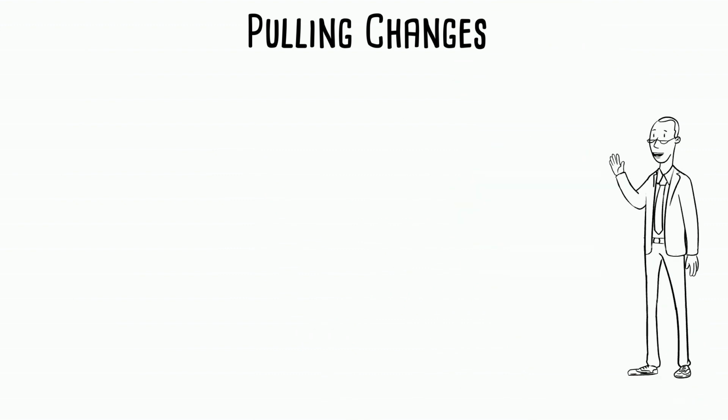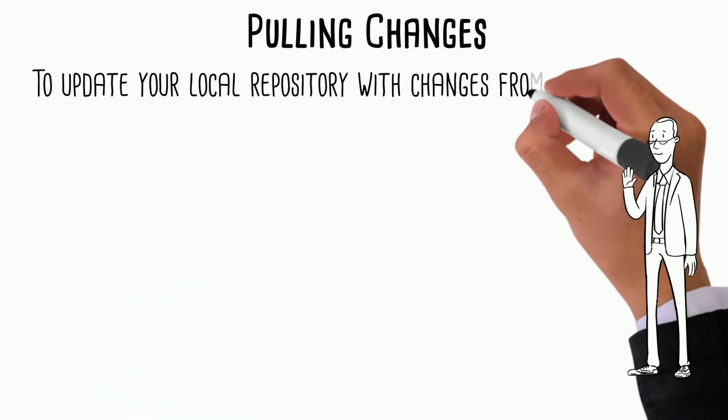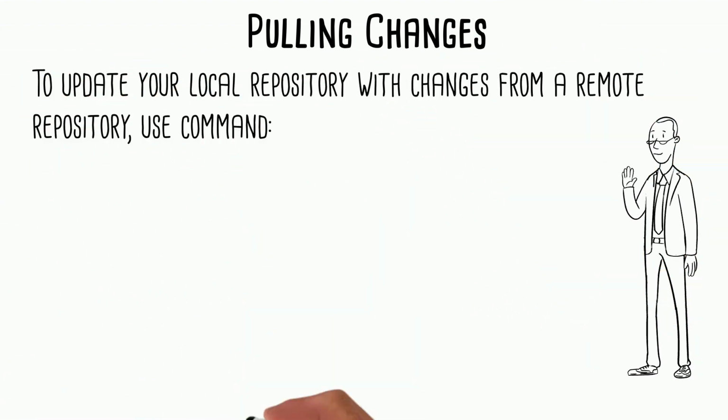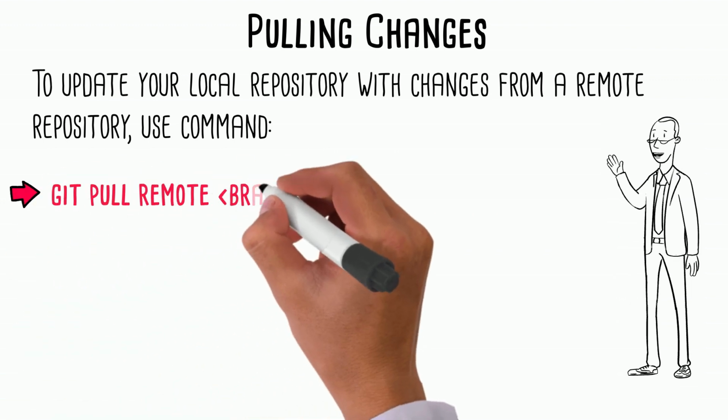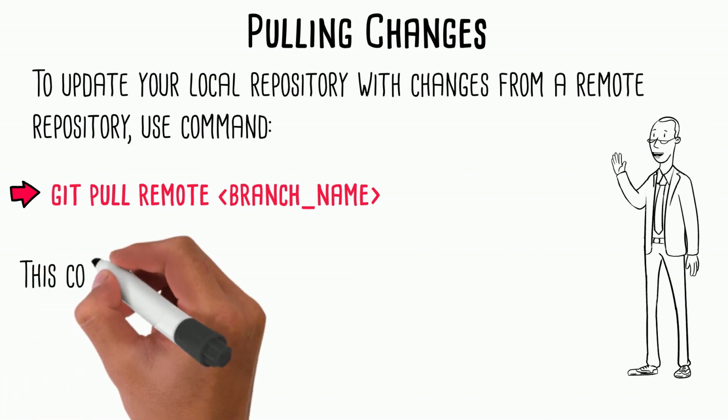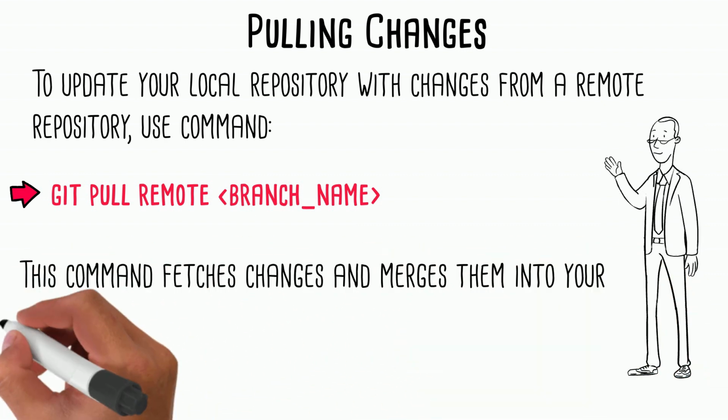So let's see what can be done if you want to pull the changes from your GitHub repository to your local repository. To do that, we can use a command called git pull remote and the branch name. This will pull all the changes from the branch to your local repository.